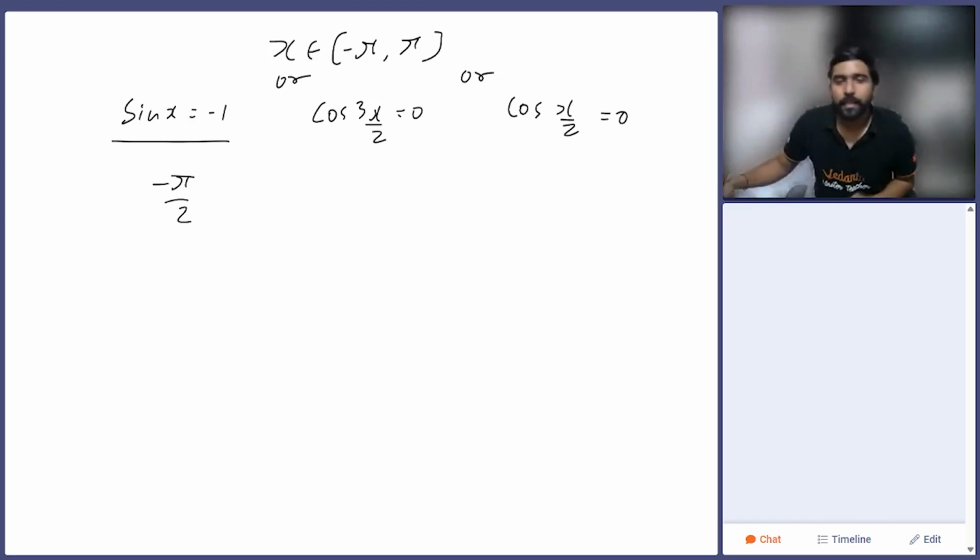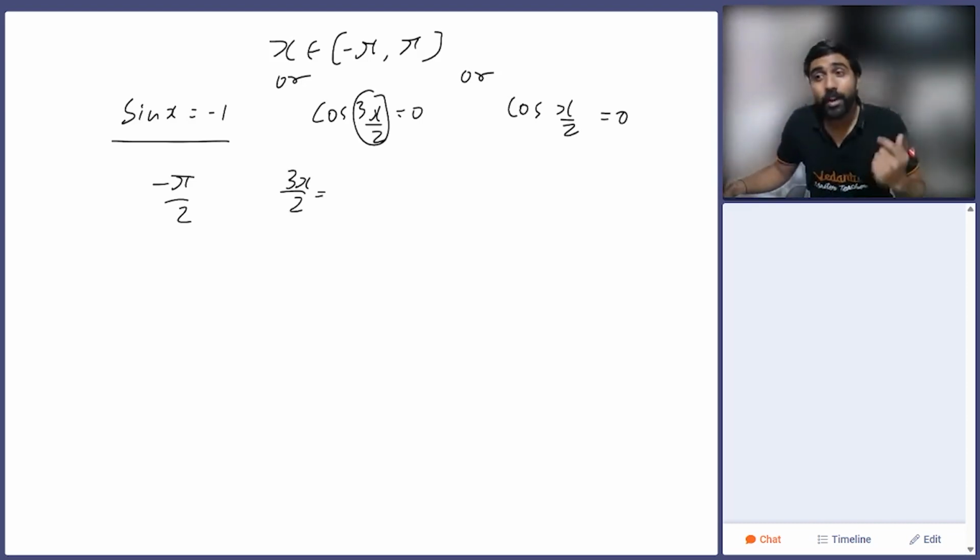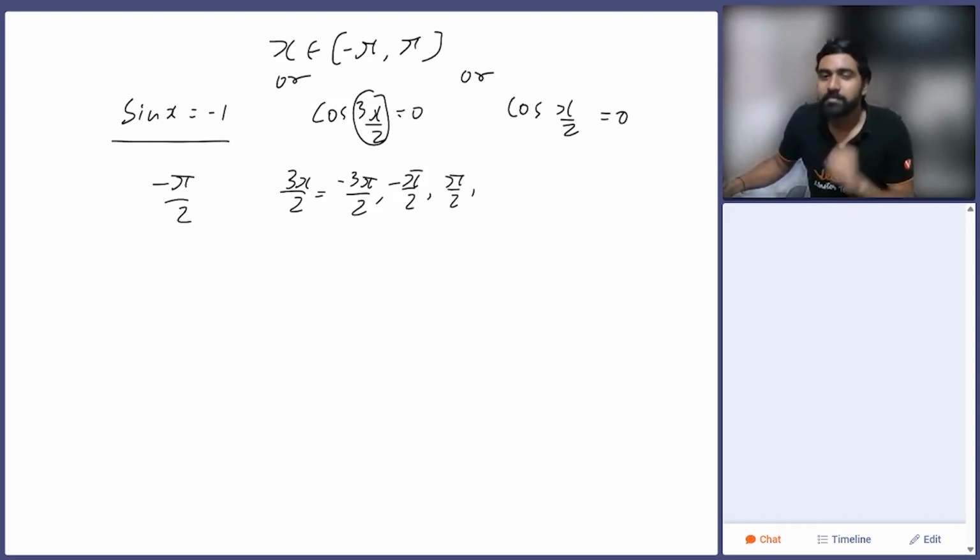Rather than that, can I say that 3x by 2 has to be an odd multiple of pi by 2, right? Let's write all possible odd multiples of pi by 2. And where will I start from? I'll start from minus 3 pi by 2. Why? Because x has to be bigger than minus pi. So minus 3 pi by 2, minus pi by 2, and 3 pi by 2.